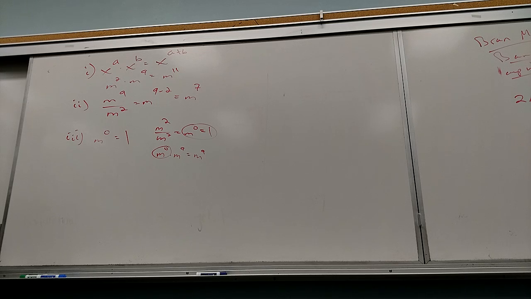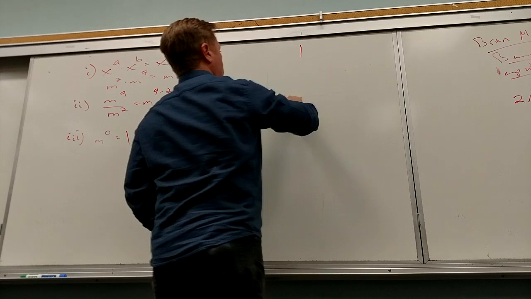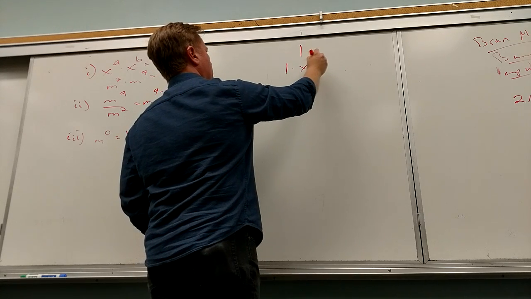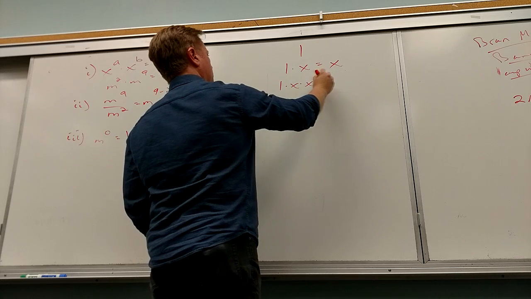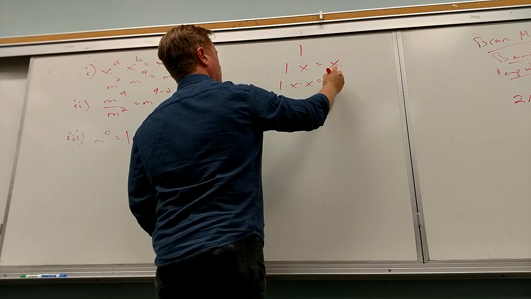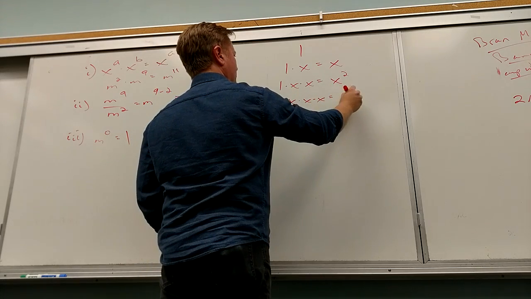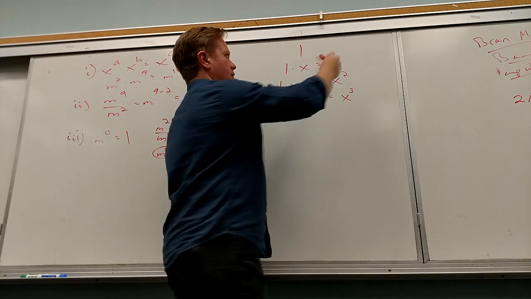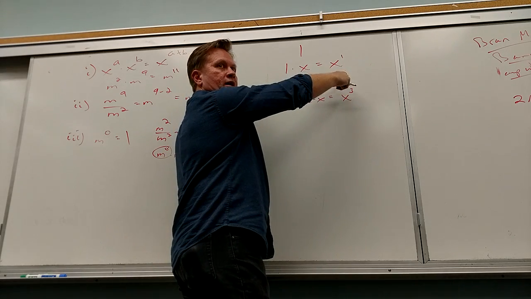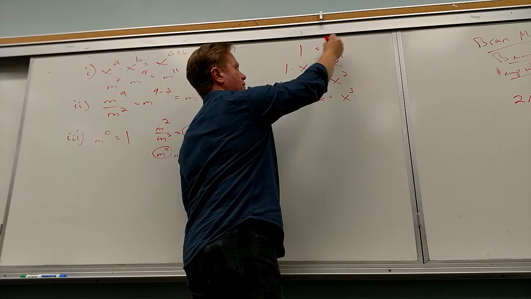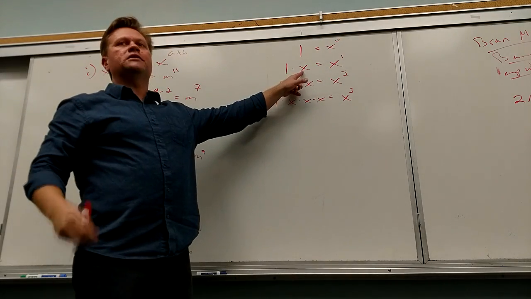It's weird? Watch this. This is kind of cool. So I have a 1 sitting here. And what's 1 times x? X. And what's 1 times x times x? And what's 1 times x times x times x? So if I divide by x, I get x squared. If I divide by x, I get x to the first. If I divide by x, I get x to the 0. If I divide all the x's away, what's the only thing left?